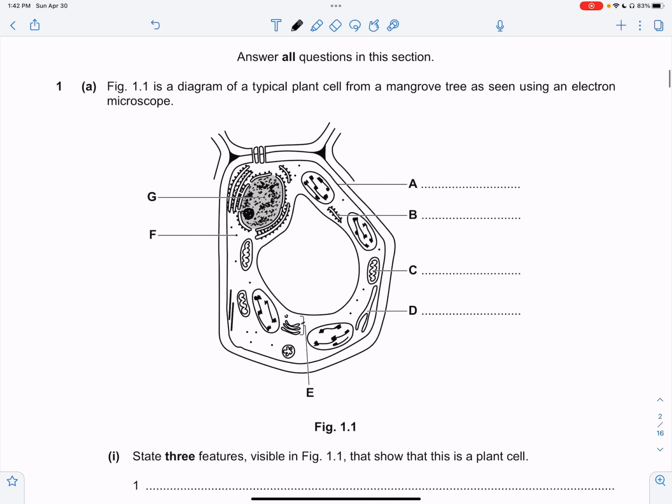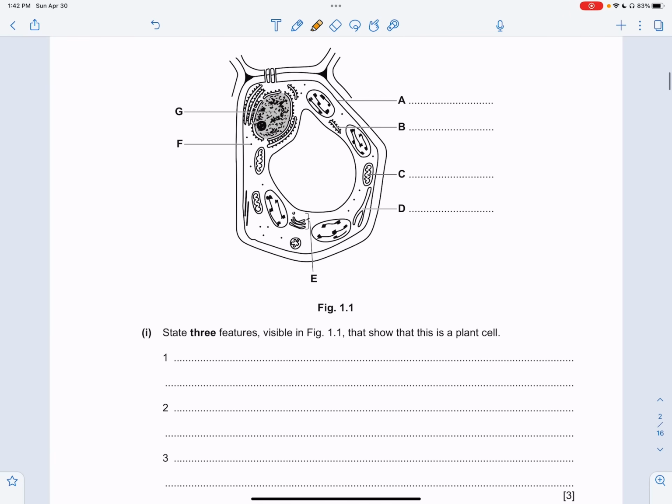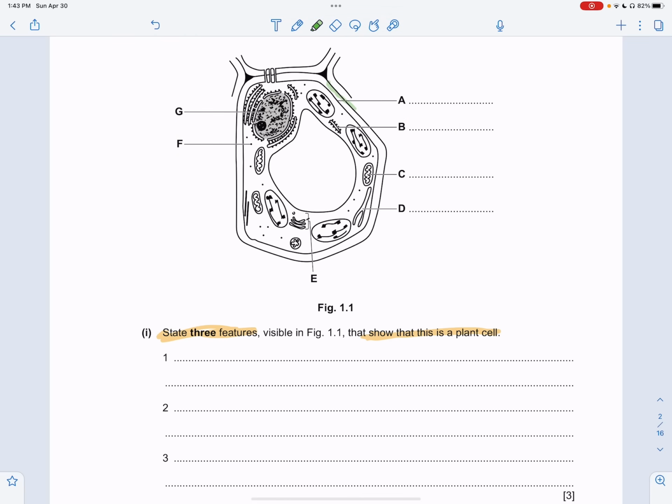First one, we're looking at parts of a cell. It's a typical plant cell from a mangrove tree, and you're seeing it under an electron microscope. The first question is: state 3 features that are visible that show that this is a plant cell. Right away, one of those features, I think the most obvious, is going to be the cell wall on the outside.